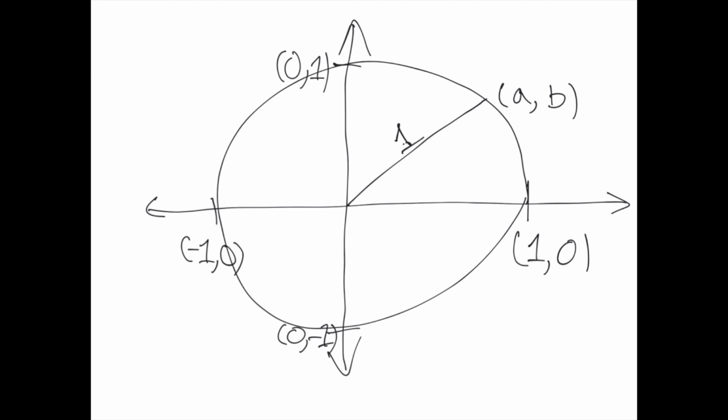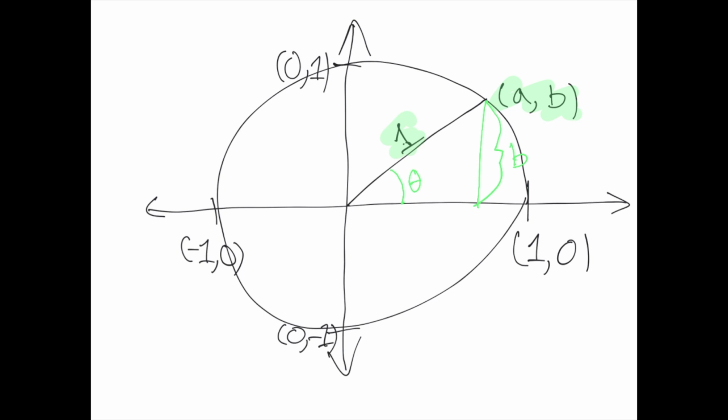Here, we've zoomed in on the point (a, b) on the unit circle. This, of course, has distance 1 from the origin, and we'll look at some properties of this point. For one, we can drop a line from (a, b) to the x-axis, and we'll note that the length of this line is b. We'll also notice that there's an angle here that we can call theta.